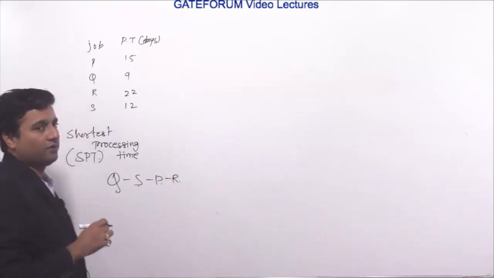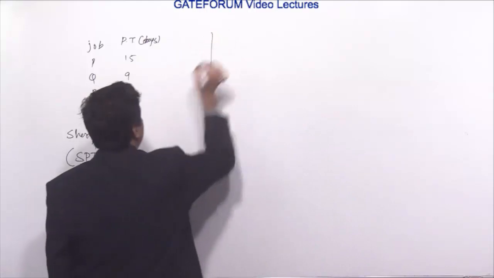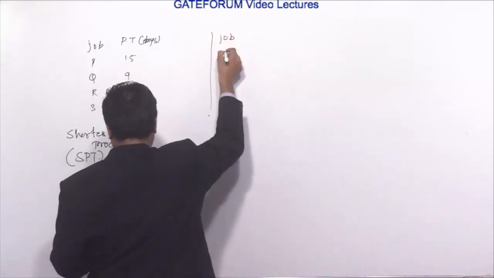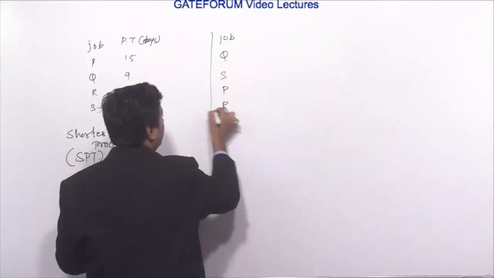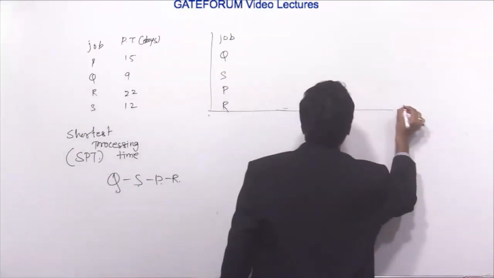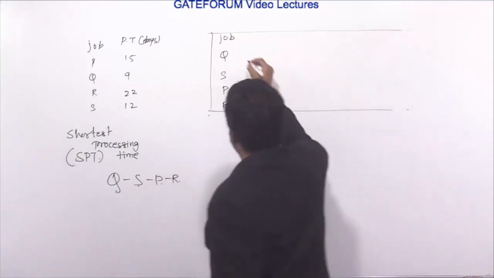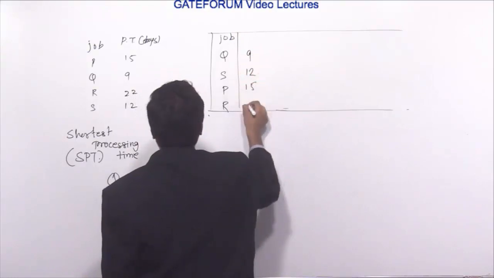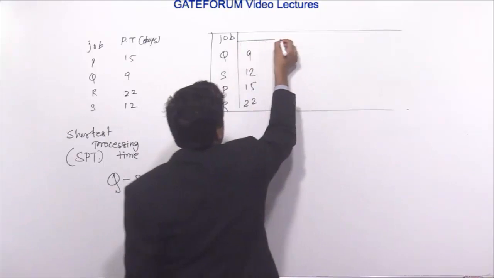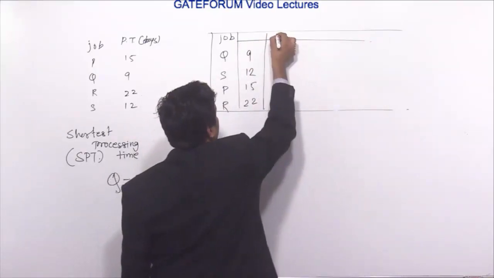Now let me go for the next table. Jobs in the sequence Q, S, P, R. Are you getting this or not? Yes, Q, S, P, R, and their respective processing times are 9, 12, 15, 22.